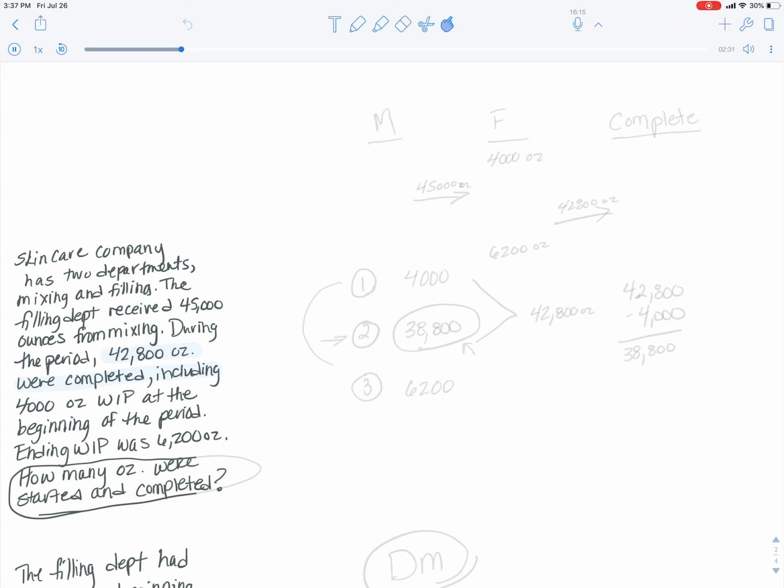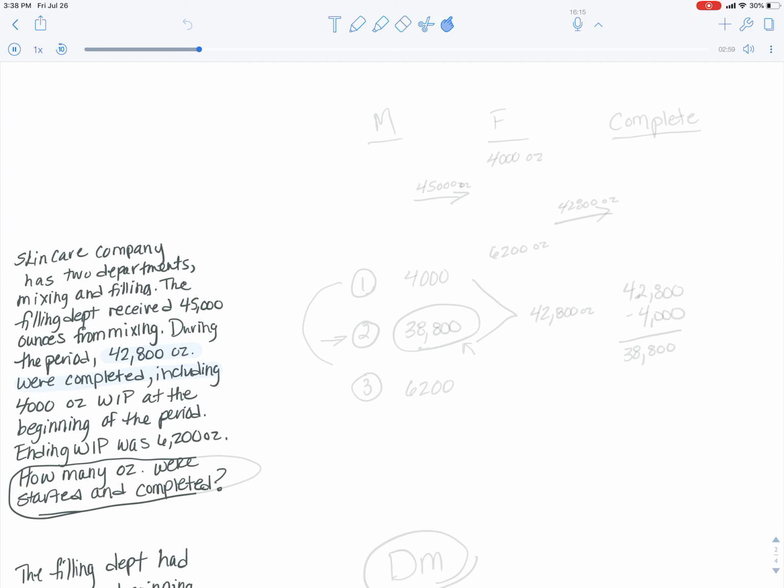Here we have a skincare company. There are two departments that we're going to be focusing on. That is the mixing department and the filling department. The filling department received 45 ounces from mixing during the period. 42.8 ounces were completed and included 4,000 of work in process at the beginning of the period. If ending work in process was 6,200 ounces, how many ounces were started and completed?